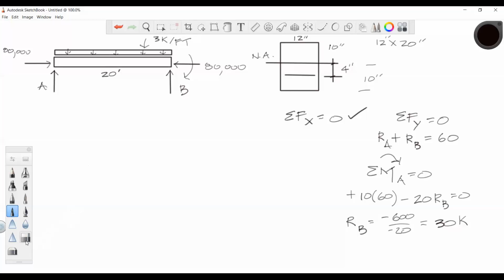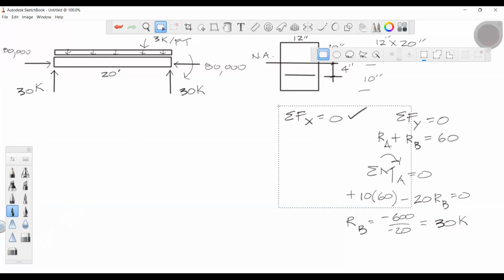So we can now say that this guy has got 30 kips on either end. So we've got 30 kips of sustained load here and 30 kips over here. We okay with that? Everybody good? Yeah. Okay, I'm going to go ahead and erase this because we're going to need that room. So I'm going to get rid of that.